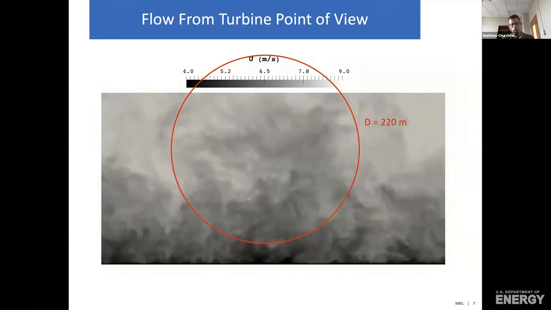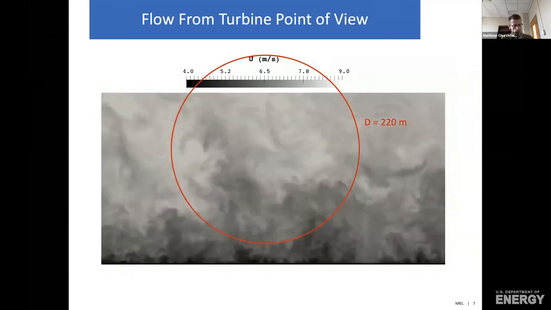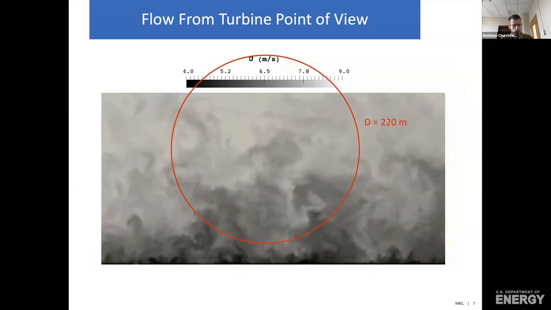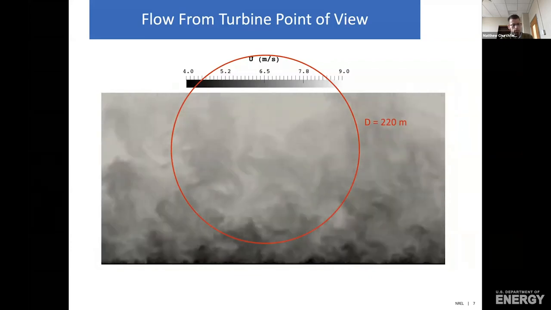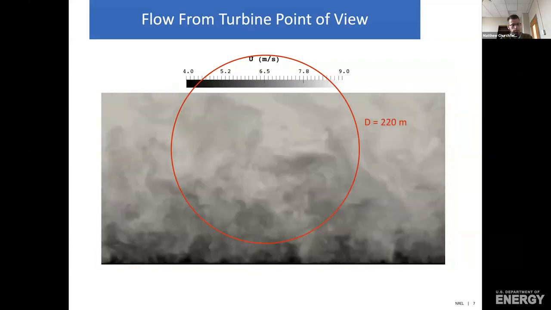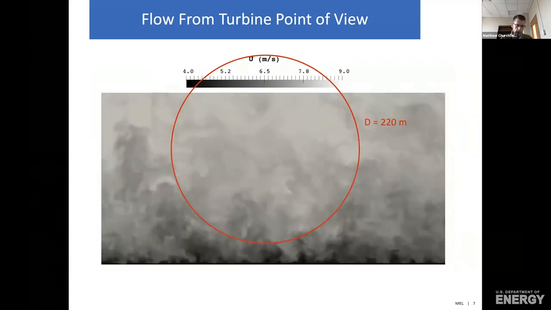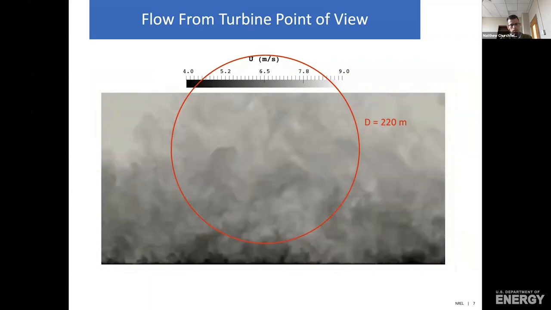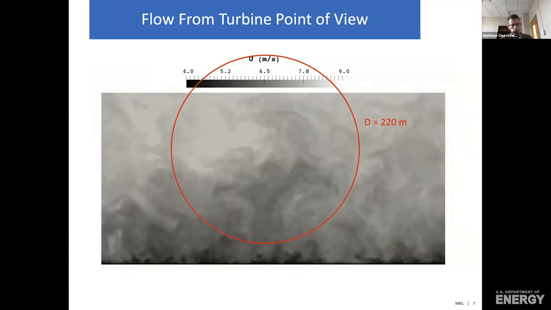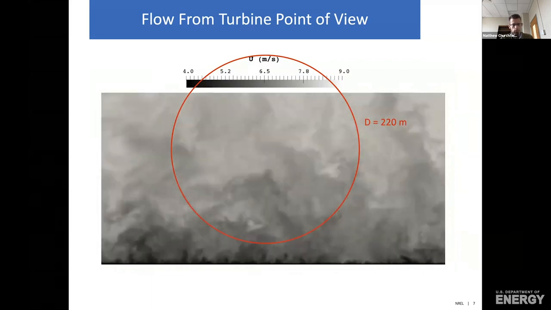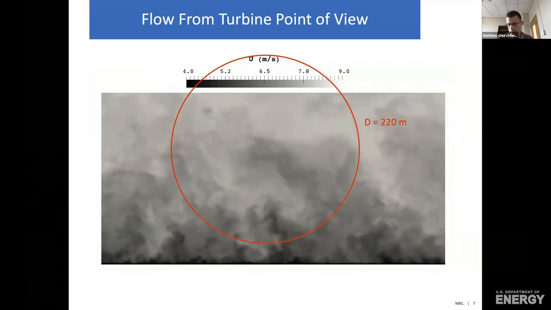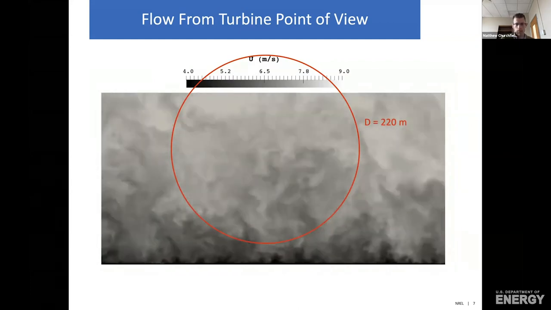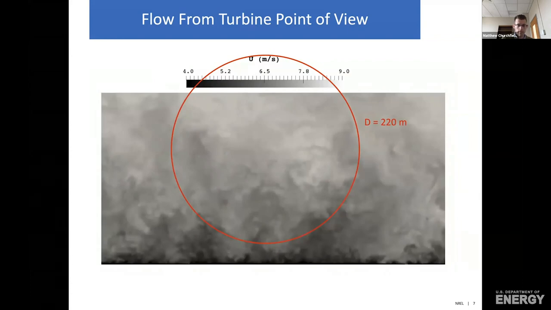So I argue that high fidelity microscale modeling can be used to inform low fidelity microscale modeling and turbulence models so that we can better understand loads and the response of turbines to this complex turbulent environment, specific for the offshore.